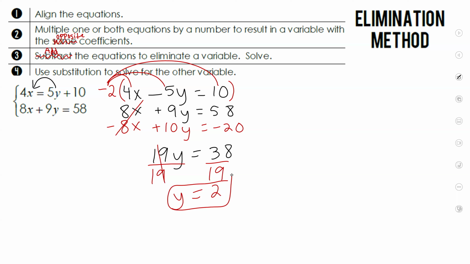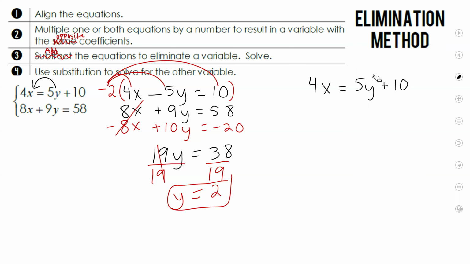All right, we found one of them. Now, the final part is to use substitution to solve for the other variable. I'm just going to pick one of the equations. I'll pick this top one, the original: 4x equals 5y plus 10. Okay, this was the original problem.